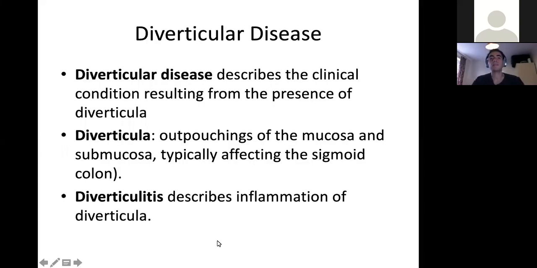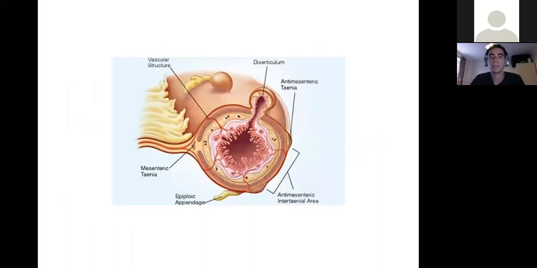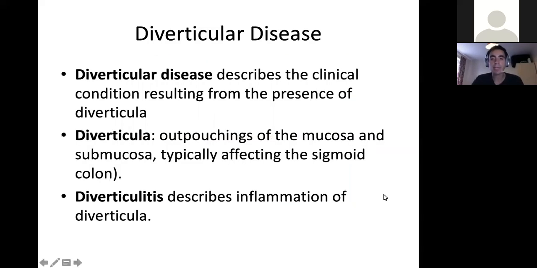So diverticular disease essentially is a clinical condition that results from the presence of diverticula. A diverticulum is an outpouching of the mucosa. Just to show you a picture, that's the diverticulum, where all the layers of the bowel wall form an outpouching. Okay, and diverticular disease is the clinical condition that results from the presence of multiple diverticula. And diverticulitis is when these outpouchings get inflamed.